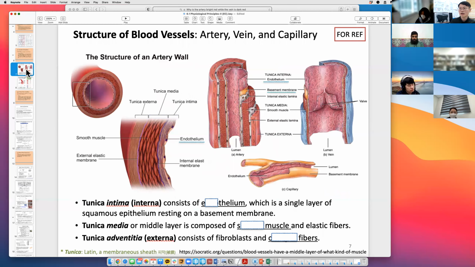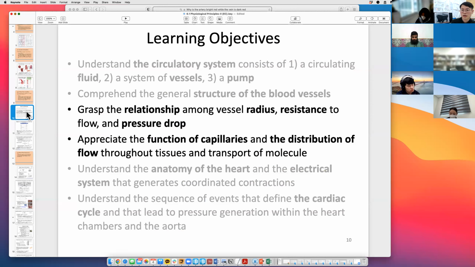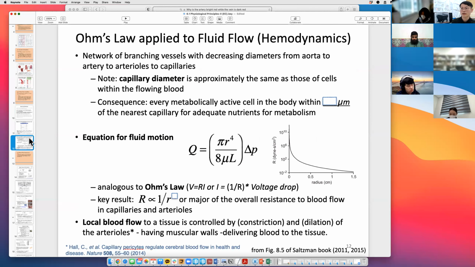All right, let's go on to here. Okay, the next slide. Ohm's law applied to fluid flow and hemodynamics. We call blood flow inside our body hemodynamics. Hemo means blood, and dynamics means changes over time. And here, an interesting question also arises with the capillary diameter, because the capillary is the business end of our blood circulation. It's very, very important and still very curious as well.